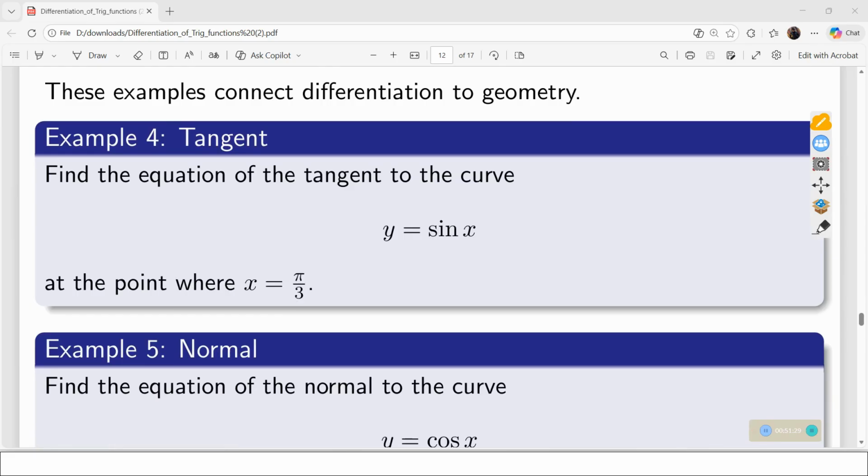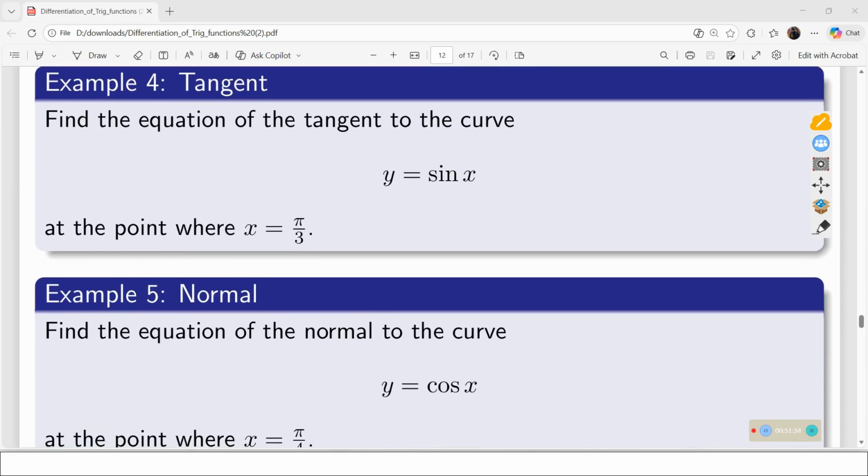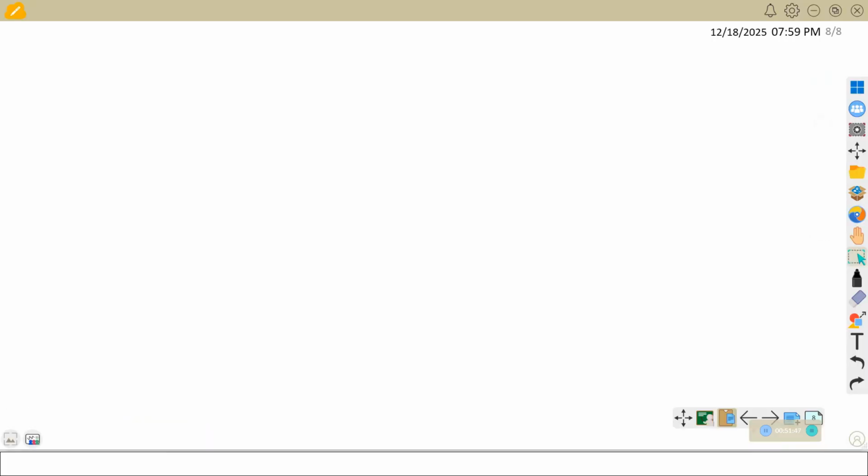Find the equation of the tangent to the curve at the point where x is equal to pi by 3. Okay, so we need to talk about the equation of the tangent to this curve. I hope you recall how to get the equation of the tangent. To get the equation of the tangent, what do we need most? We need to get the gradient. And how do you get the gradient?